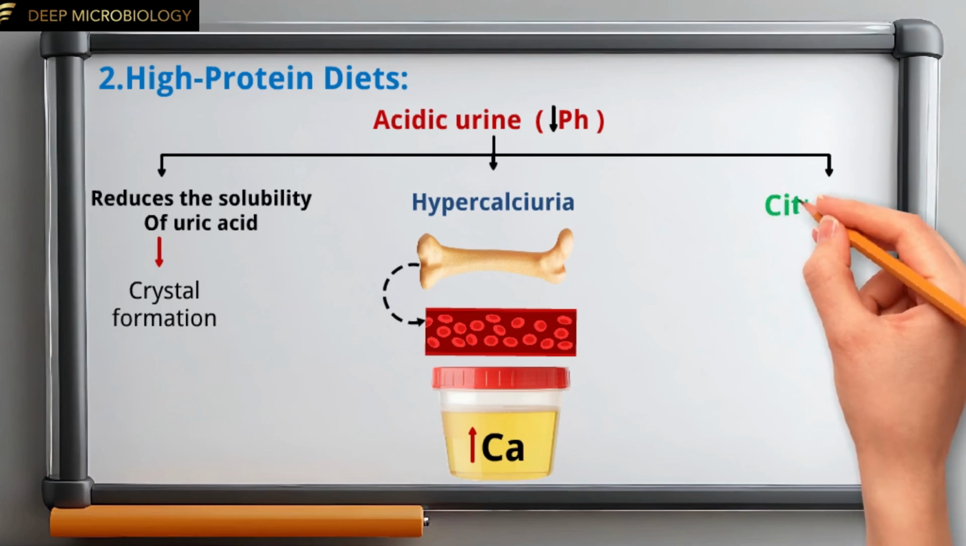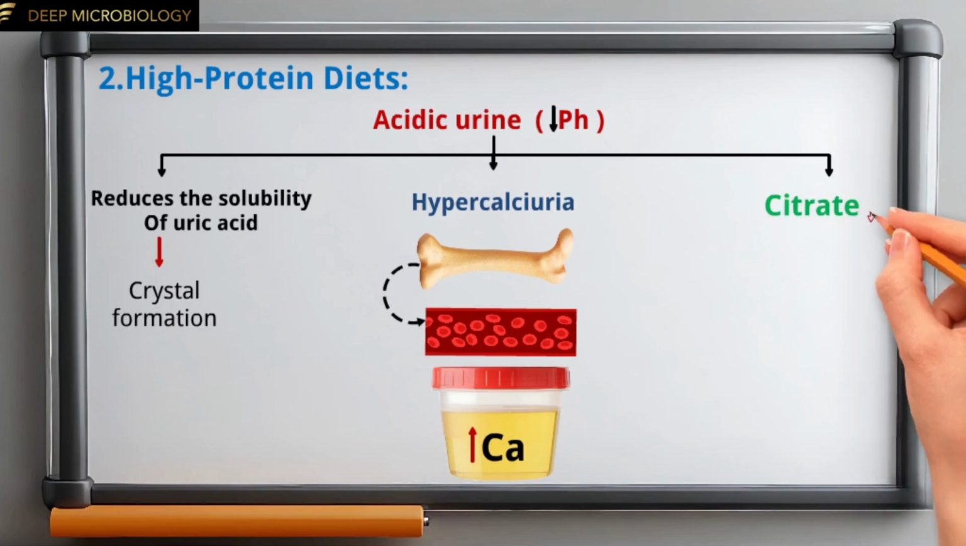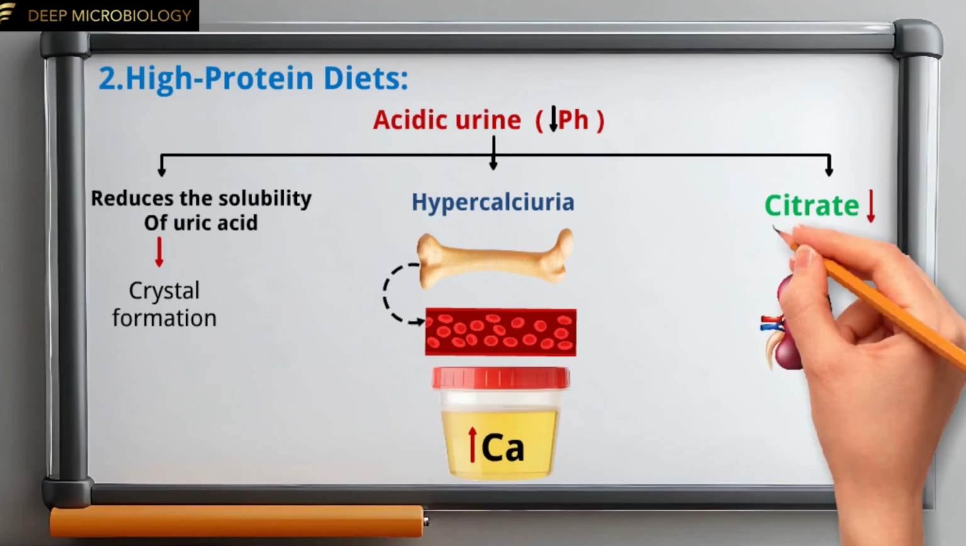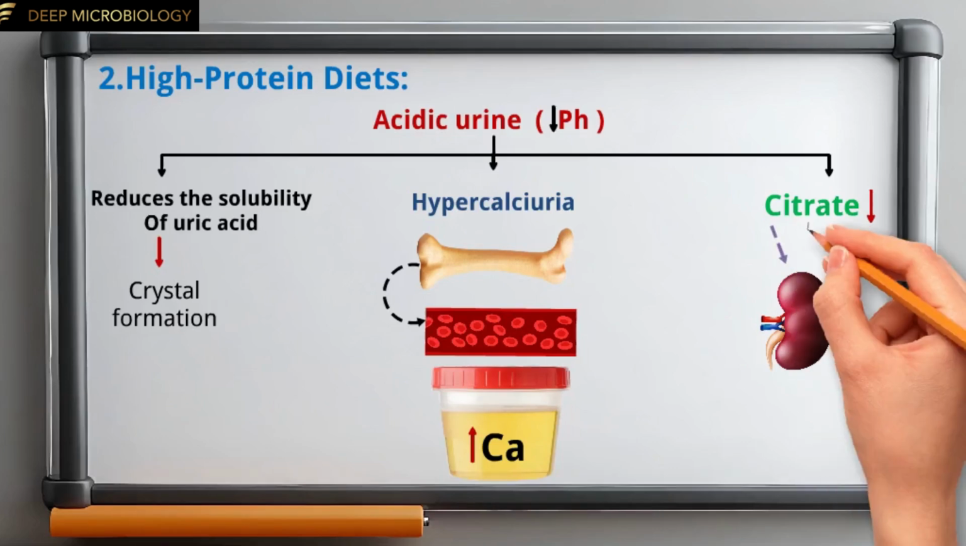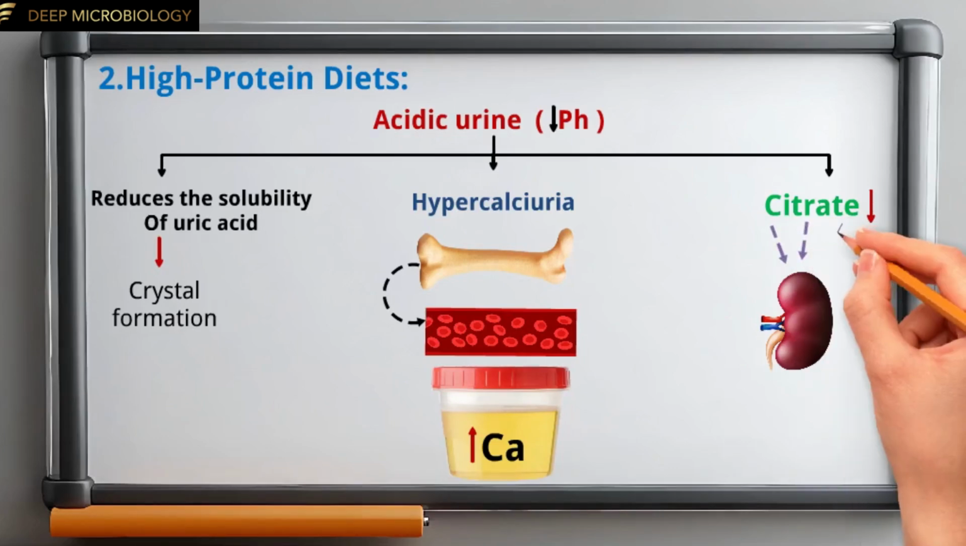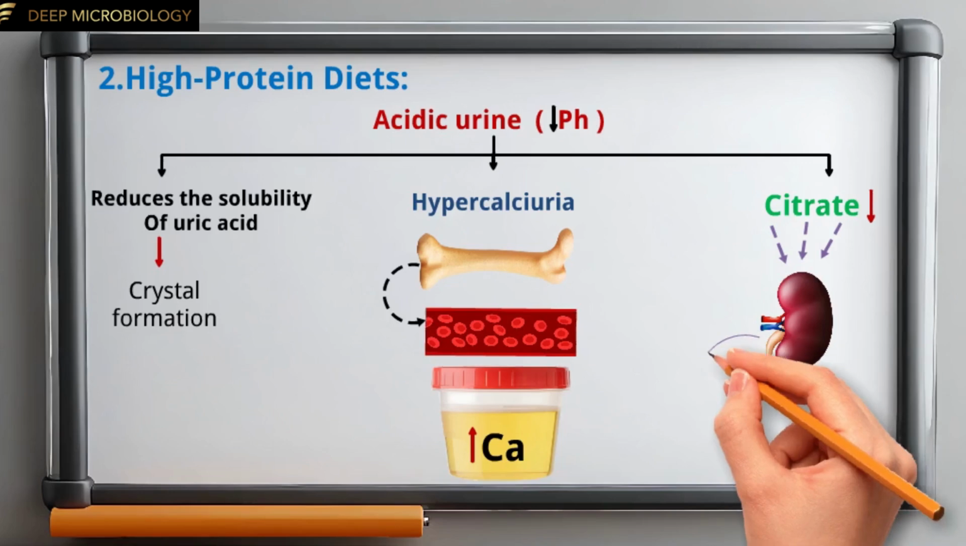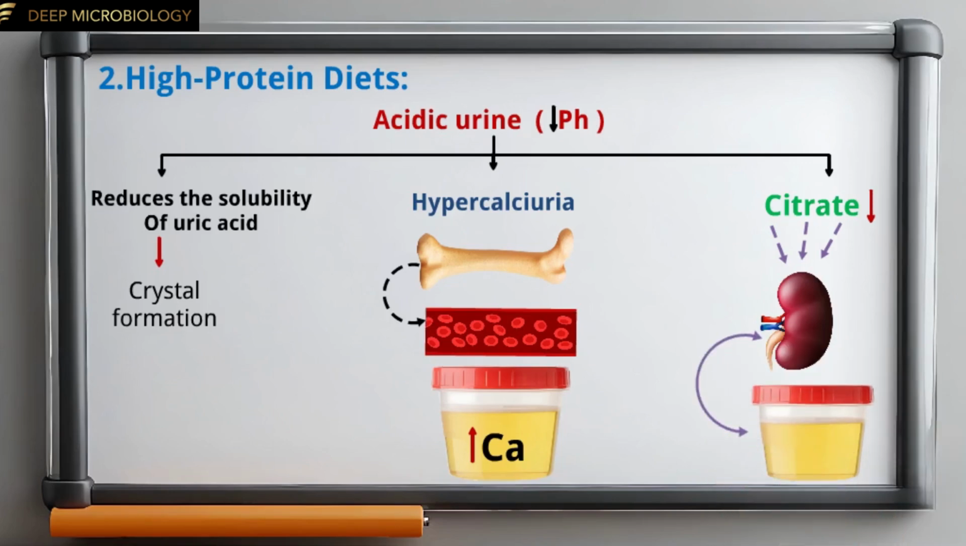Also, this acidity leads to reduced urinary citrate levels. Under these acidic conditions, the kidneys reabsorb more citrate to use as a base to neutralize systemic acidosis, leaving less citrate available in the urine. As we know, citrate acts as an important inhibitor of calcium oxalate and calcium phosphate stone formation by binding free calcium in the urine, preventing its crystallization.